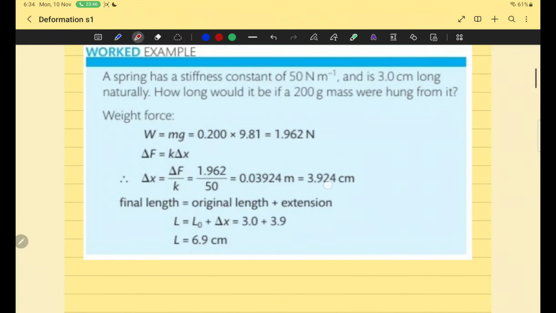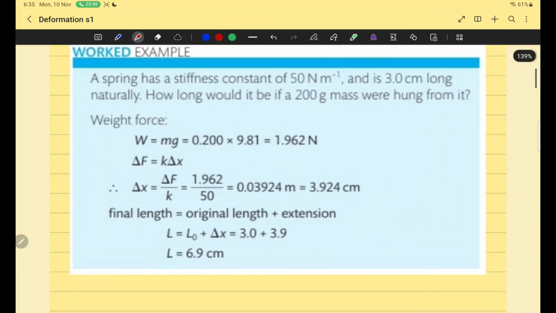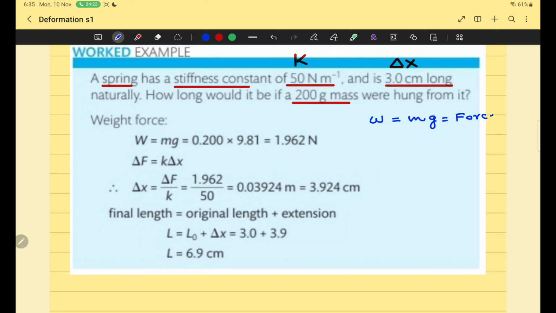Question number one. So the question number one is from your book. You have a spring stiffness constant 50. You know stiffness constant denoted by K. 30 centimeter long. Sir, it is delta x. How long would it be if 200-gram mass hung from it? Okay, you know mass is not a force, weight is a force. So W is equal to mg, it is equal to force. So first you should calculate force.